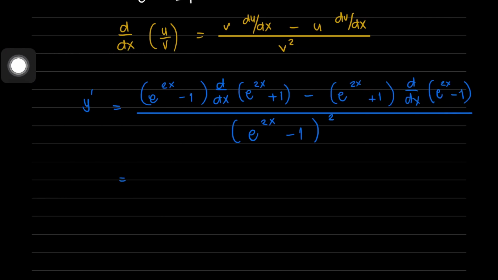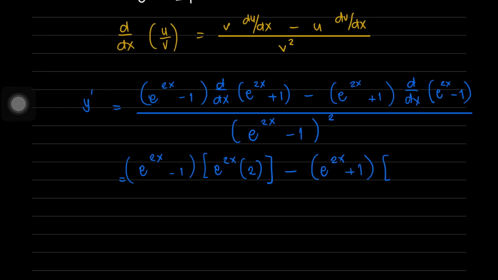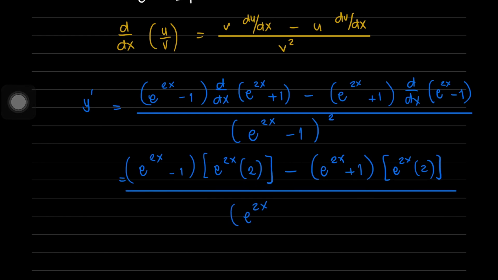the numerator would be equal to e raised to 2x minus 1 multiplied by the derivative of e raised to 2x, and the derivative of e raised to 2x is equal to e raised to 2x multiplied by 2, which is the derivative of 2x, and the derivative of a constant is equal to 0. Minus e raised to 2x plus 1 multiplied by the derivative of e raised to 2x, which is also equal to e raised to 2x multiplied by 2, and the derivative of negative 1 is equal to 0. All over e raised to 2x minus 1 raised to the second power.